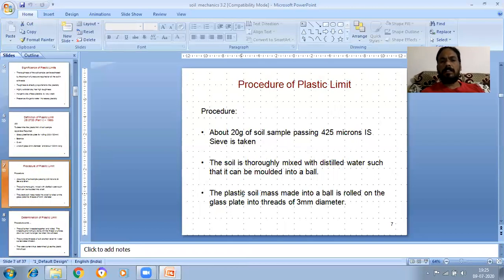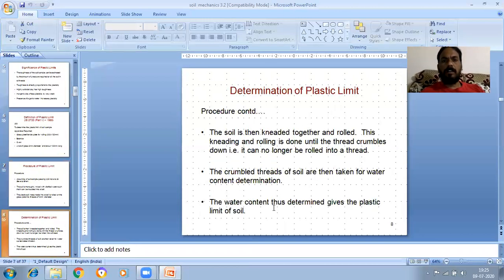Next point. The plastic soil mass made into a ball is rolled on the glass plate into threads of 3 mm dia. This soil is then kneaded together and rolled. This kneading and rolling is done until the thread crumbles, that is, it can no longer be rolled into a thread. Crumbles means it is breaking into pieces, soil getting into pieces.